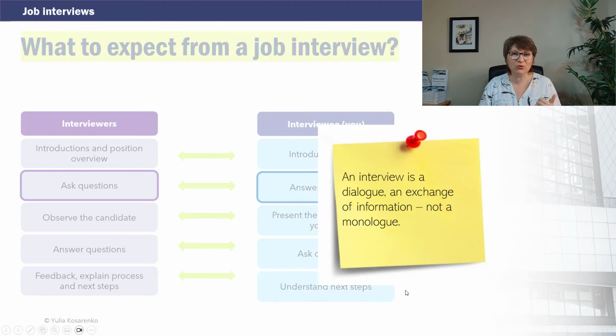So this is the most important part. The interview is always a dialogue. It's always an exchange of information. And by the way, remember it from the other side. It is not your monologue. Try not to monopolize conversations by giving very lengthy answers and make sure you allow your interviewer to lead.